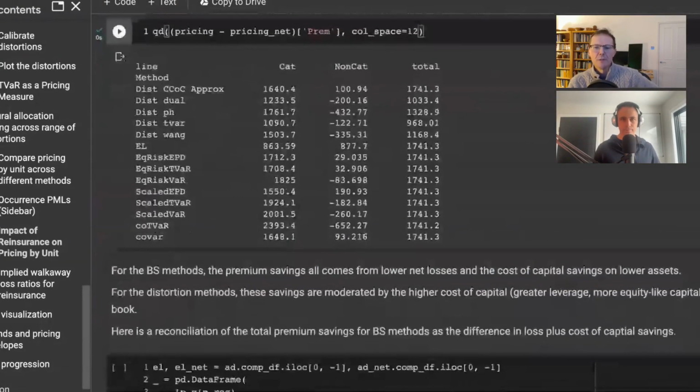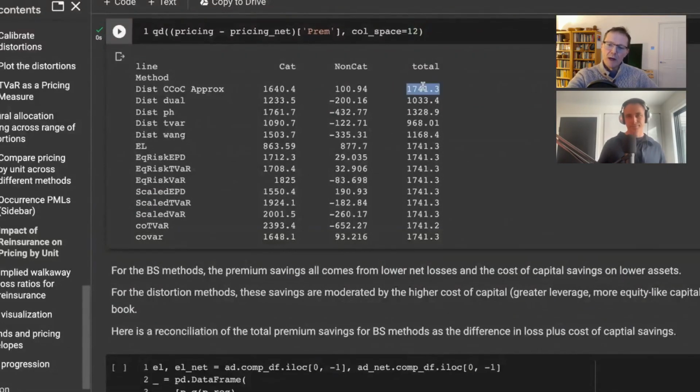That's just looking at the difference in premiums between net and gross. Okay, and so the total is... So from a corporate perspective, that would give you your budget for reinsurance. Right, yes. My cost of capital has gone down by this much. That's the most I can spend.